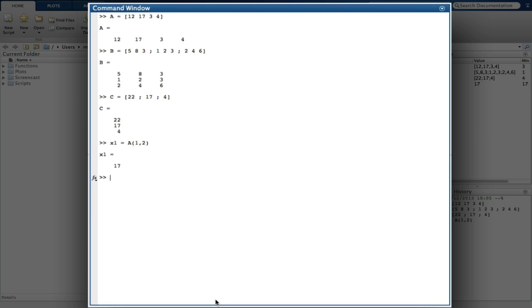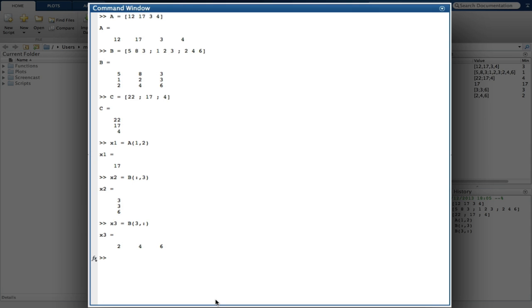In a similar fashion, we are asked to assign the third column of matrix B to variable x2. Since we want to denote all the rows in the third column, we use the colon notation, comma 3. Then, x3 should be the third row of matrix B. Therefore, typing 3, comma, colon denotes all the columns in the third row.